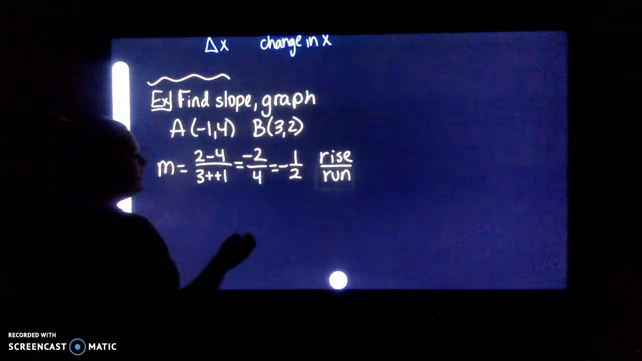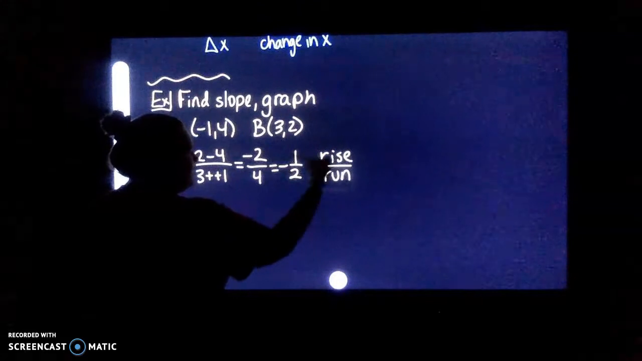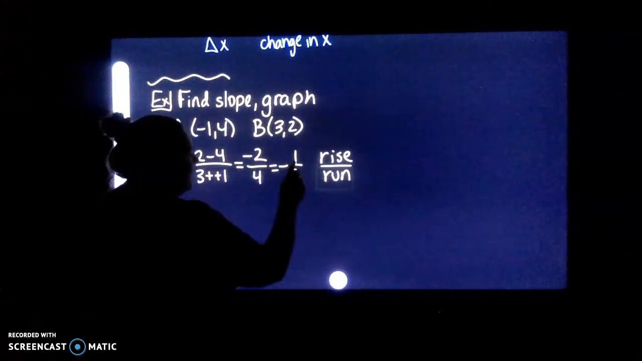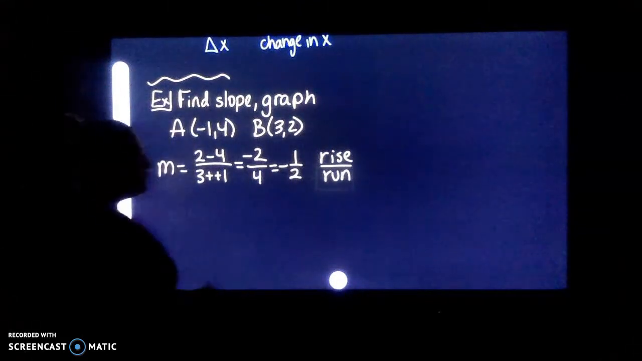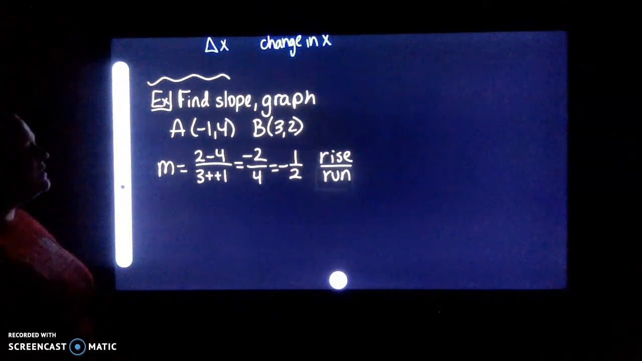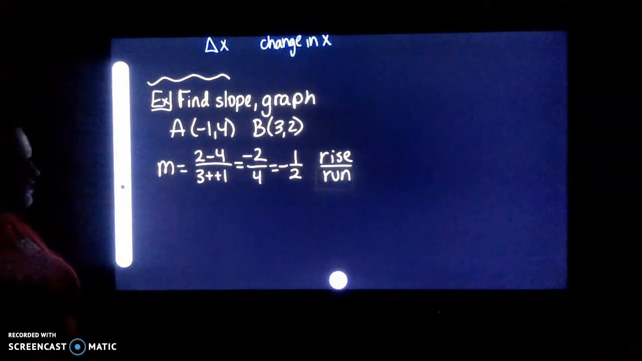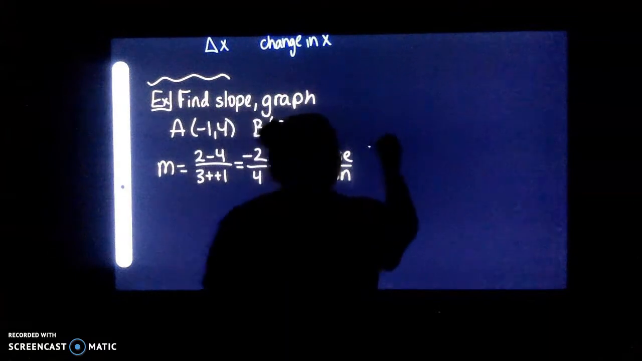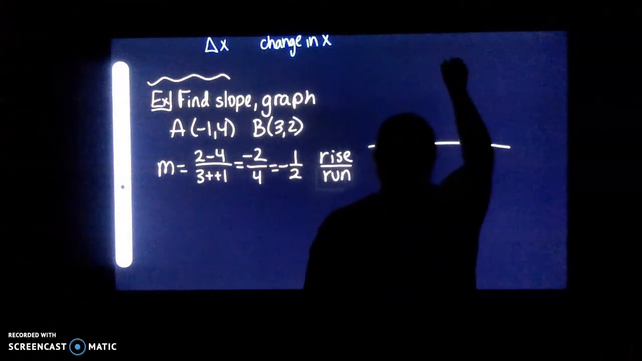Which means I can either go up 1 to the left 2, or I can go down 1 to the right 2, depending on where you want to put the negative that's out front. It can go with either value because it's going to create the same line either way. So let's go ahead and graph this and prove that.